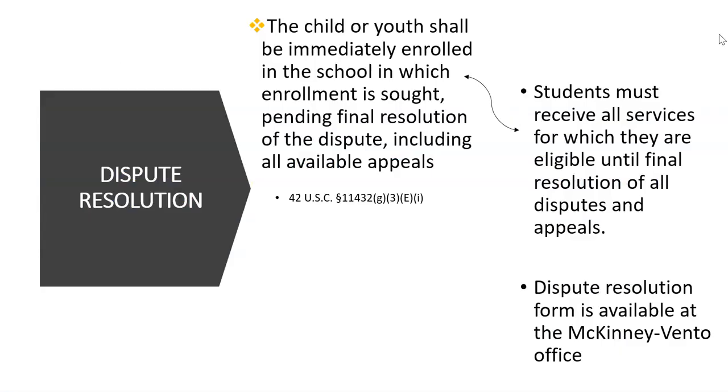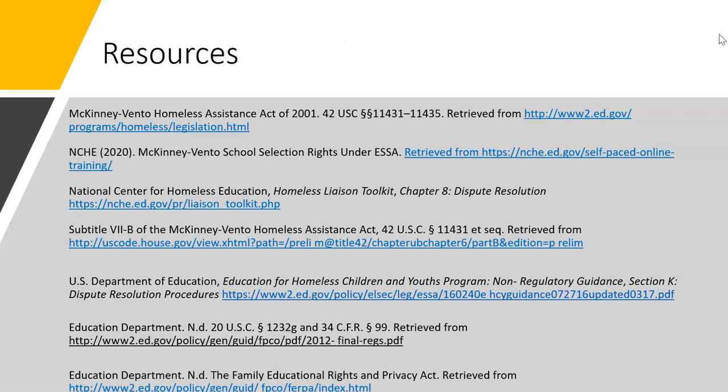The child or youth shall be immediately enrolled in the school in which they are seeking enrollment, while Natalie and the student and parent go through the dispute process, including all available appeals. The student must also receive all services for which they are eligible, including IEP, 504 plans, or any other type of extracurriculars, until the final resolution and dispute process is complete. The dispute resolution form is available at the McKinney-Vento office, and your school should be giving you that written explanation form for their decision.